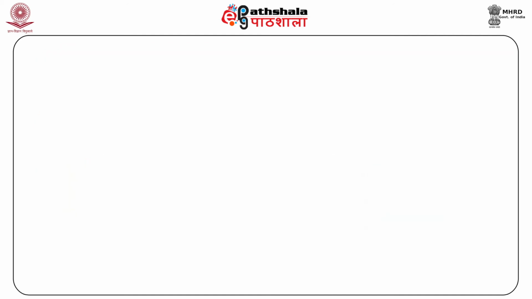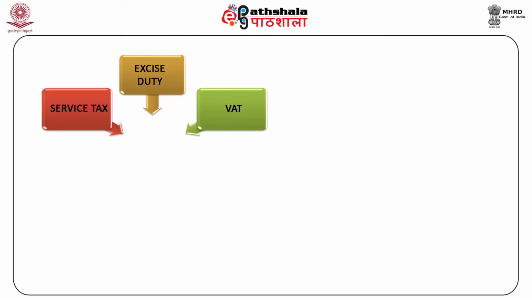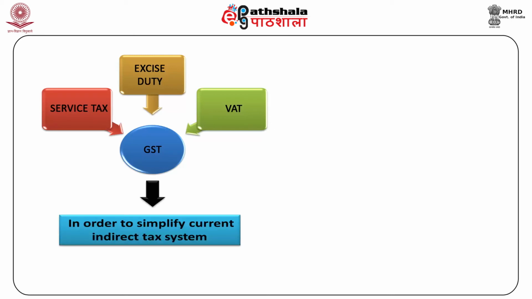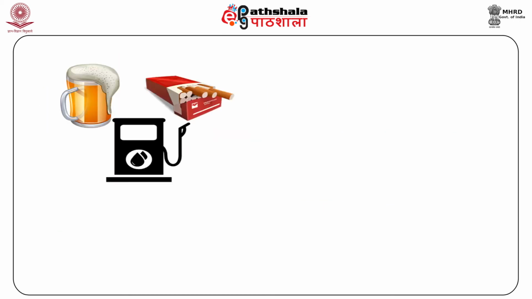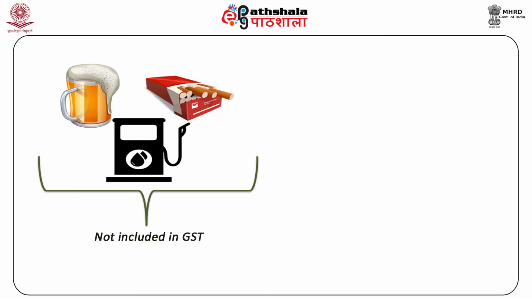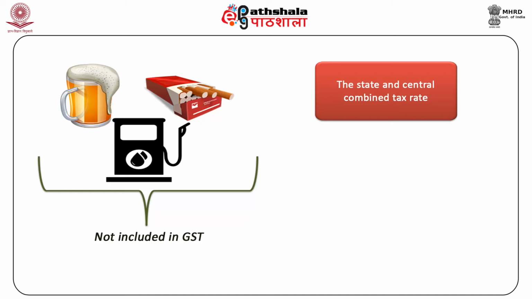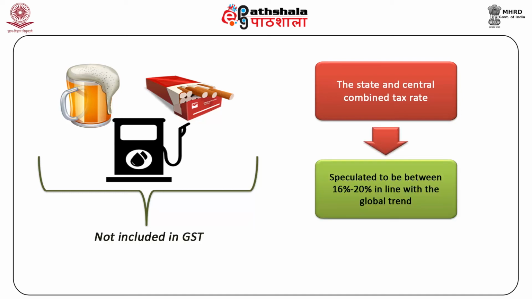The Indian government is keen on merging all taxes like service tax, excise, and VAT into a common goods and service tax. GST system has been proposed in order to simplify current indirect tax system, which is very tedious and complicated. All goods and services will be brought into the GST base. There will be no distinction between goods and services. Alcohol, tobacco, petroleum products are likely to be out of the GST regime. The state and central combined tax rate is speculated to be between 16% to 20% in line with the global trend. The modalities for its implementation are still being worked.